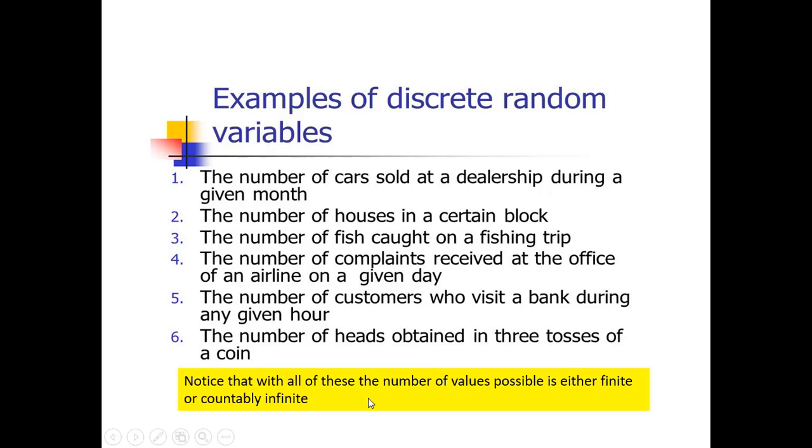Note with some of these, it's easy to see that the number of possible values is finite. And with others, there may not be a clear upper bound. So we might say something like the number of possible values is countably infinite. You could still count them, but you just don't have an upper bound. For example, the number of fish caught on a fishing trip. It could be 5, 10, 20, 30. There's no upper bound. So technically, this could be infinite, but it's still countable, which makes this a discrete value.